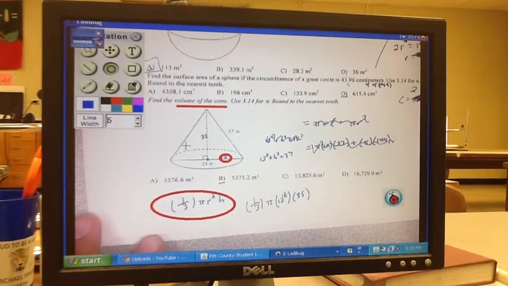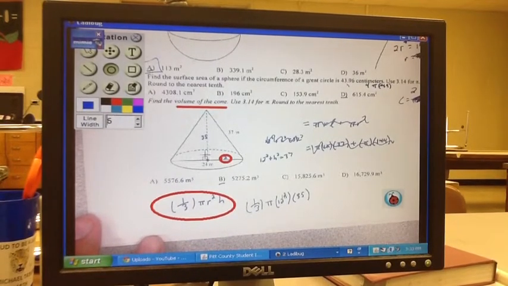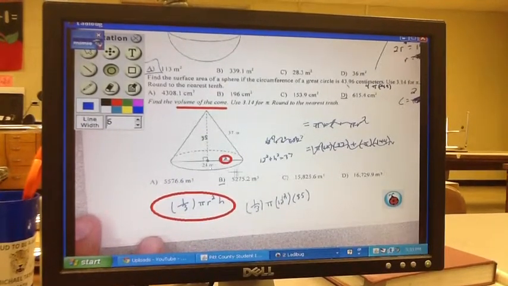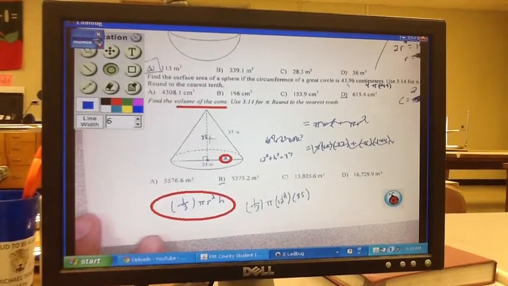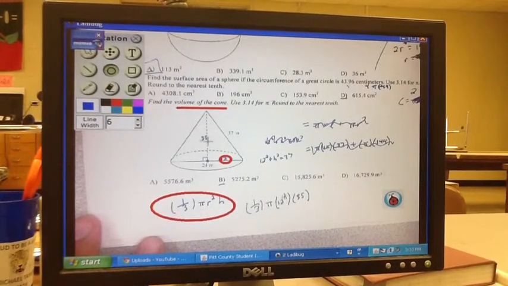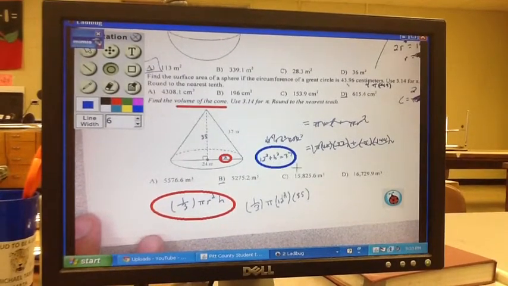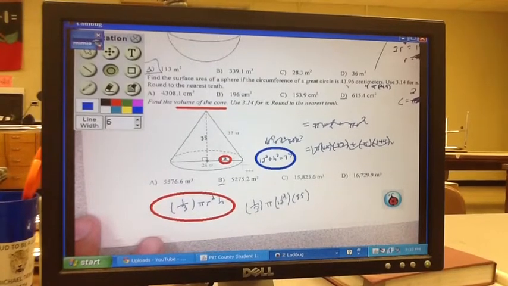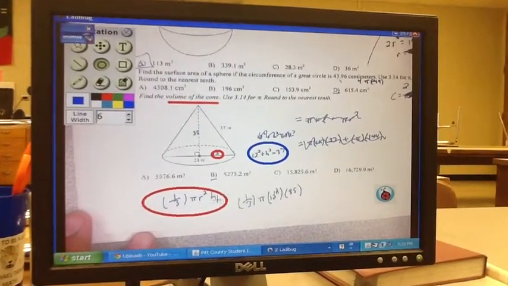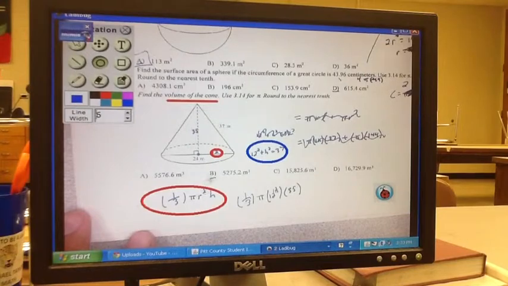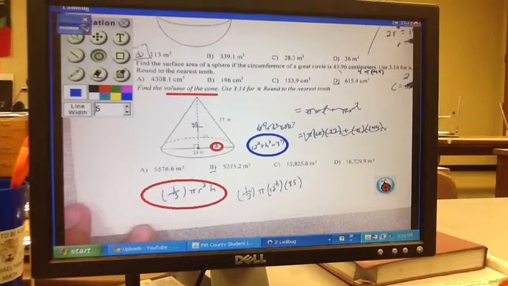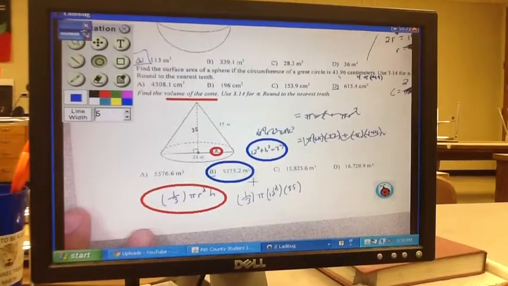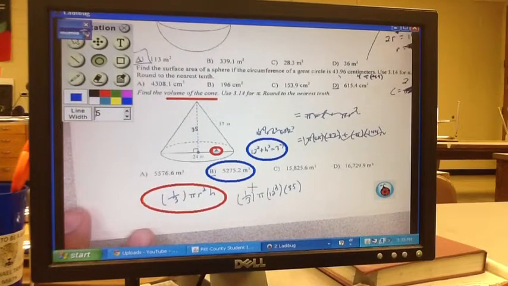And then now we're trying to find the height. So we have another right triangle. Back to the Pythagorean theorem. We got 12 squared plus h squared, because that's the height, equals 37 squared. I worked it out and found the height is 35. So I simply plugged in 1/3 times pi times the radius of 12 times the height of 35, and I end up with 5,275.2.